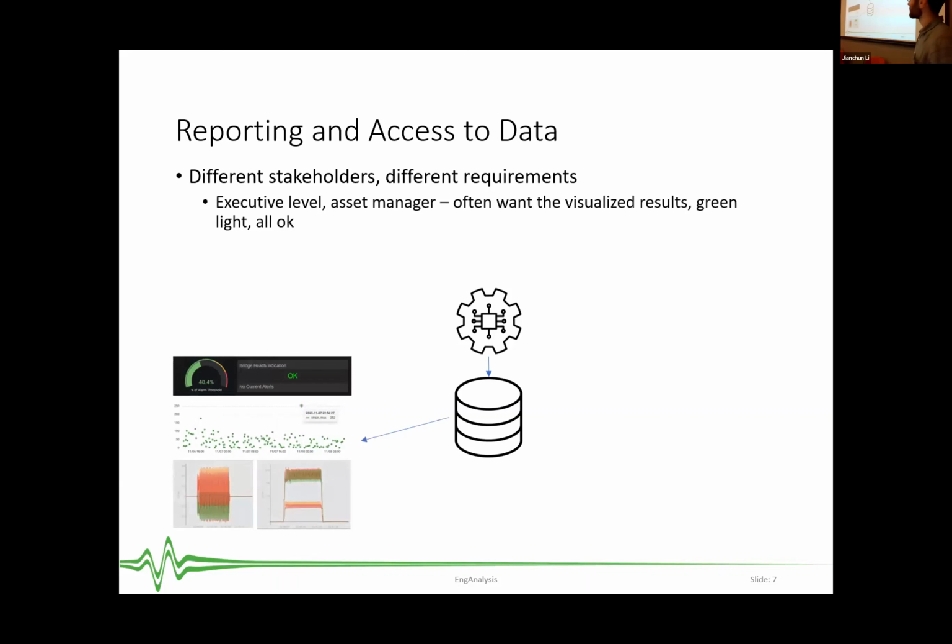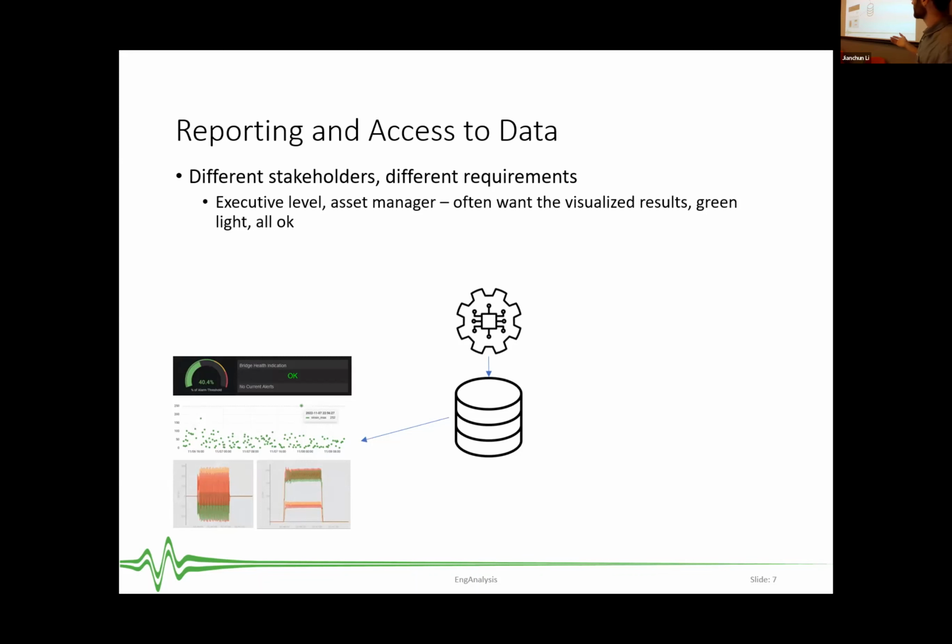So different stakeholders, different requirements. It's saying executive level. It's often someone who might be quite good technically and quite clever with it, but they don't have time necessarily. Instead, they have a team.